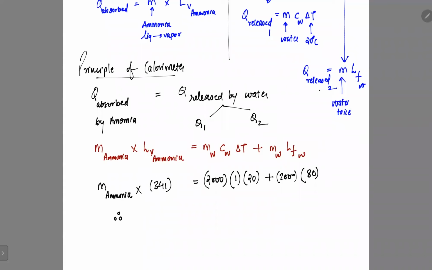Therefore, when you solve this question, you get the answer as the mass of ammonia. The mass of ammonia is equal to 2000 into 20 plus 2000 into 80, upon 341. I can take 2000 common, then I will have 20 plus 80, which is 100, right? Upon 341. Now, when you solve this, you get the answer as 586.4 gram. I hope you know how to do calculations.